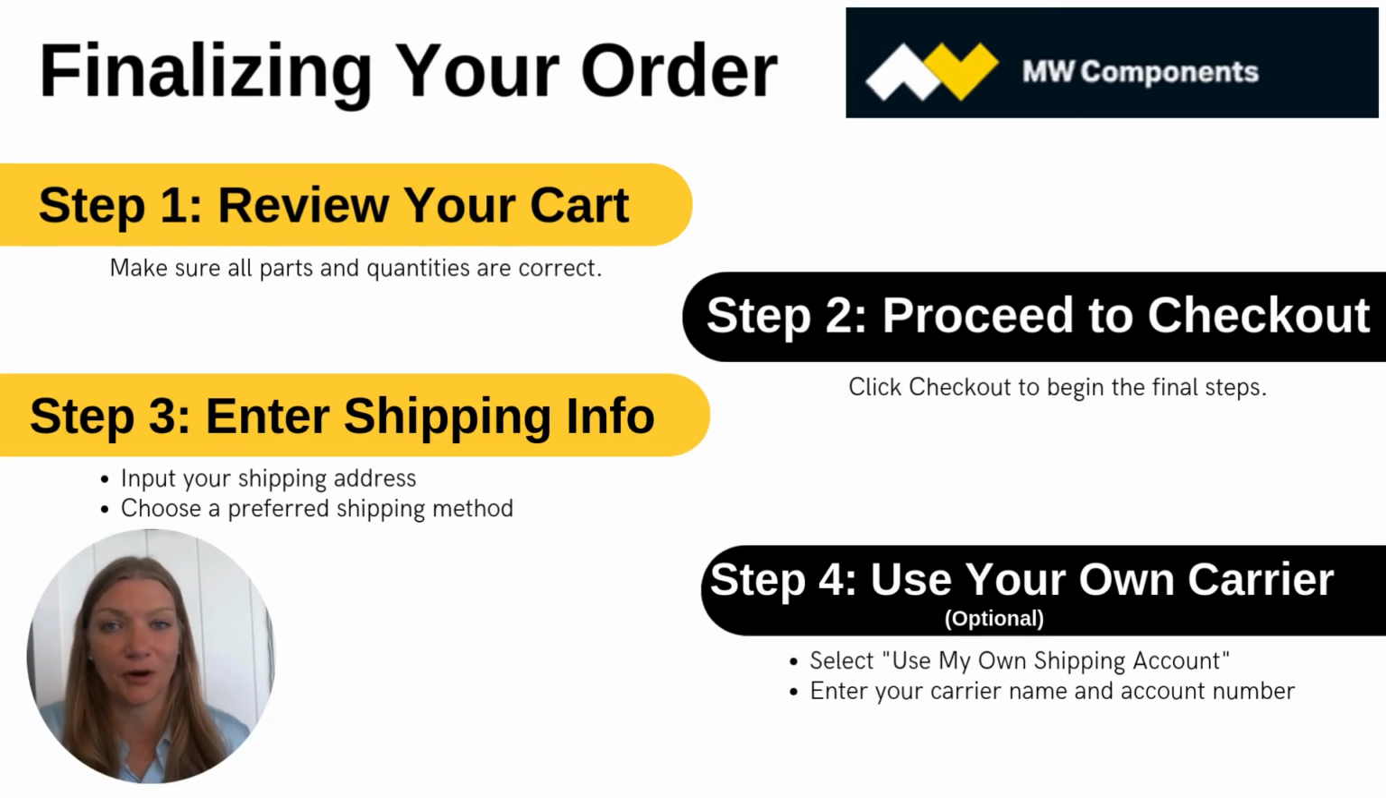When you're done adding parts, you can head to your cart to finalize your order. When you're ready to check out, at checkout, you'll need to enter your shipping address. You can select a shipping method or choose Use My Own Shipping Account to enter your own carrier info.